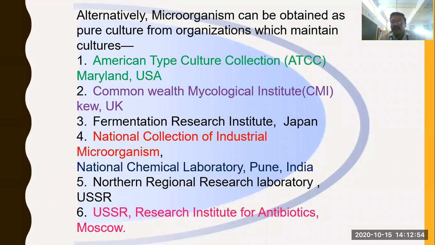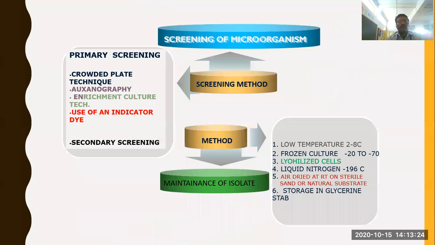If it is an industry, their charges will be different. If it is required for student research activity, their charges will be different. The cost of one lyophilized ampoule of the culture starts from 400, and the maximum for industry is 50,000 to 1 lakh. So these are the organizations which can provide the cultures.